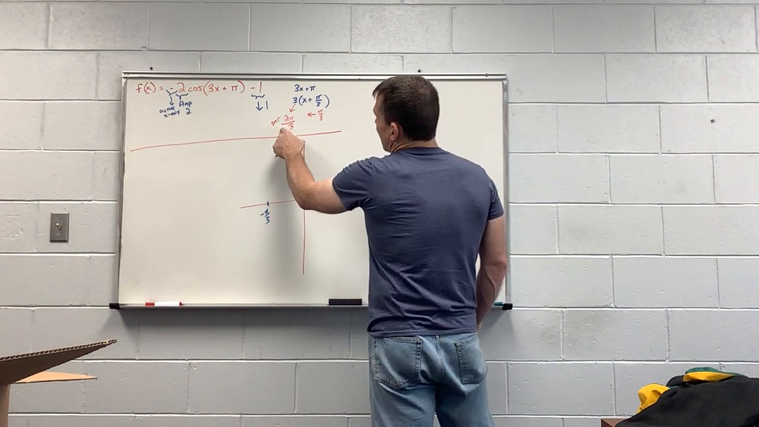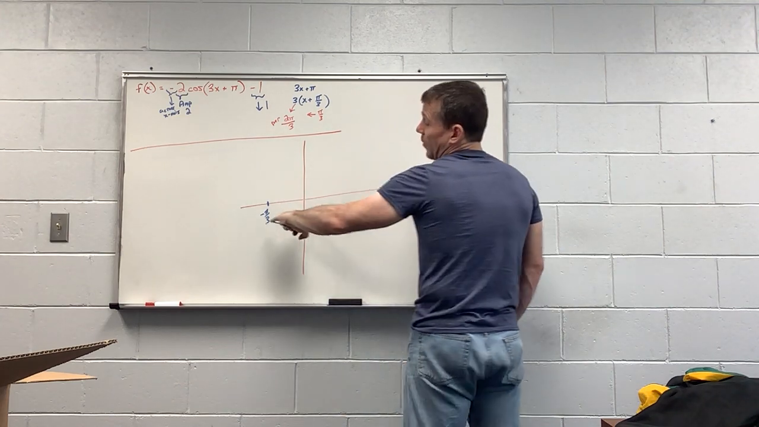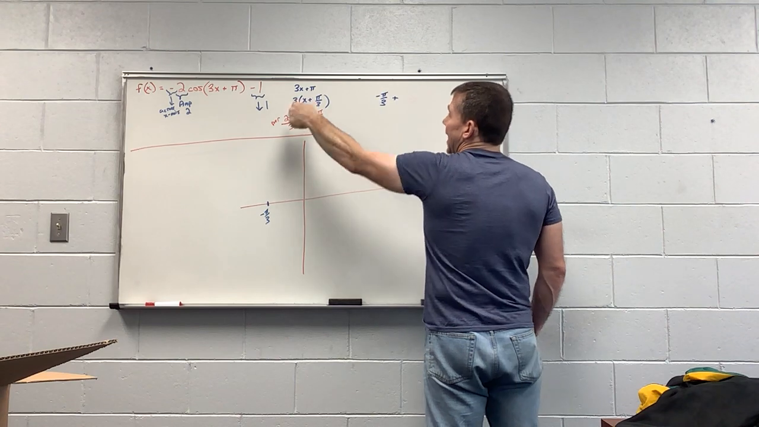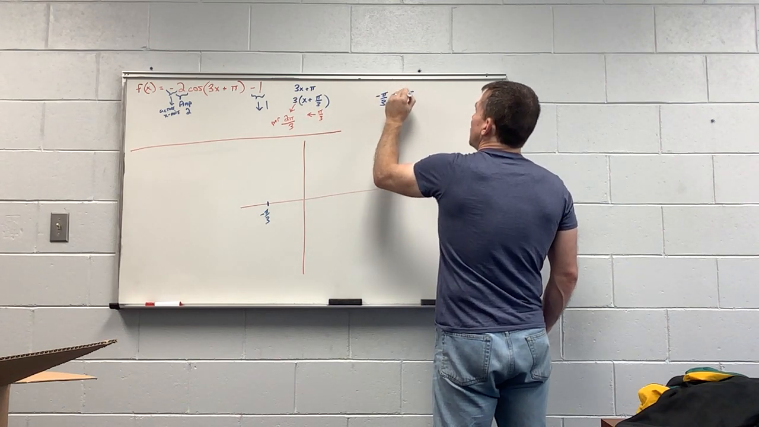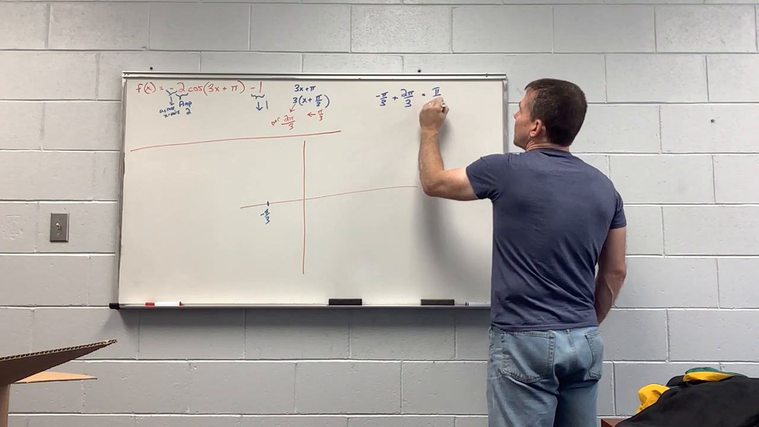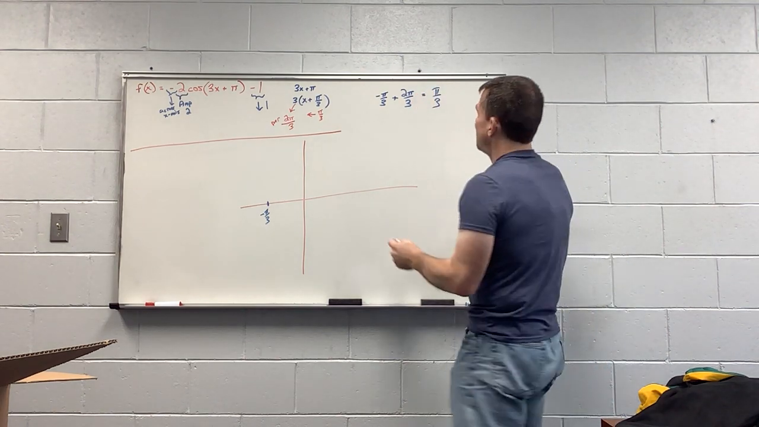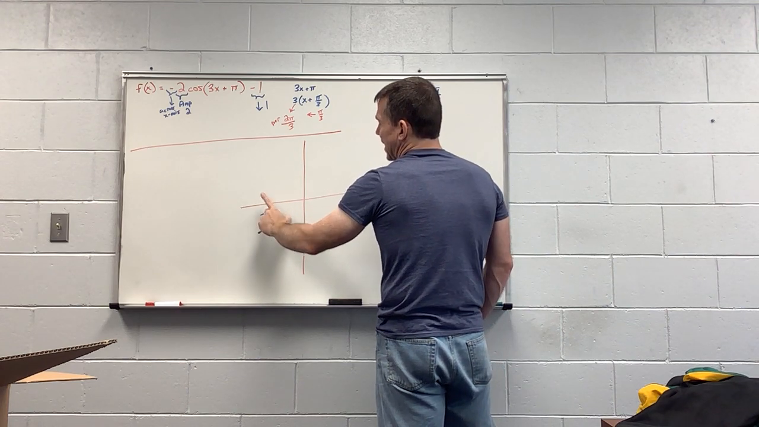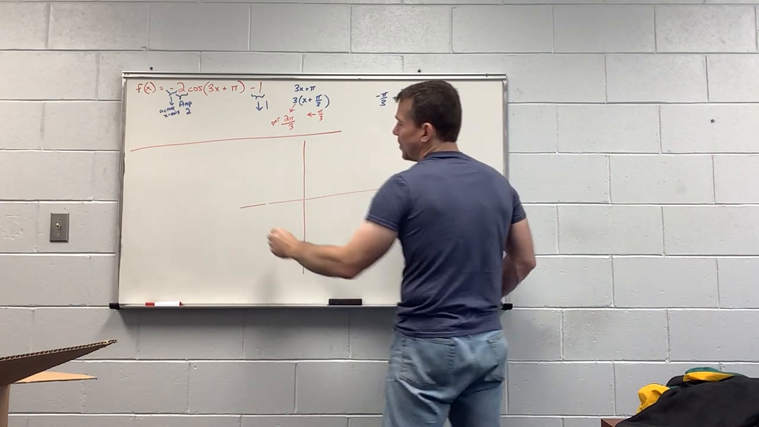Now, my period. To get my ending point, I take my starting point, negative pi over 3, and then add my period, which is 2 pi over 3. 2 pi over 3 minus pi over 3 is pi over 3, which means my ending point is pi over 3.